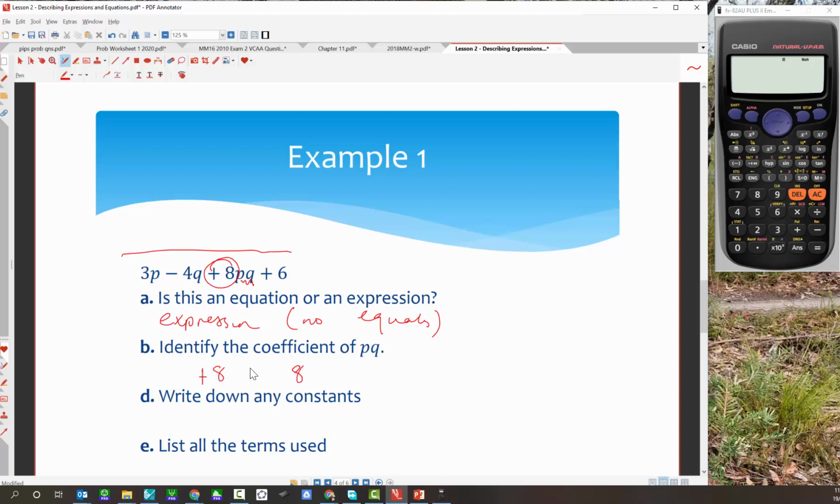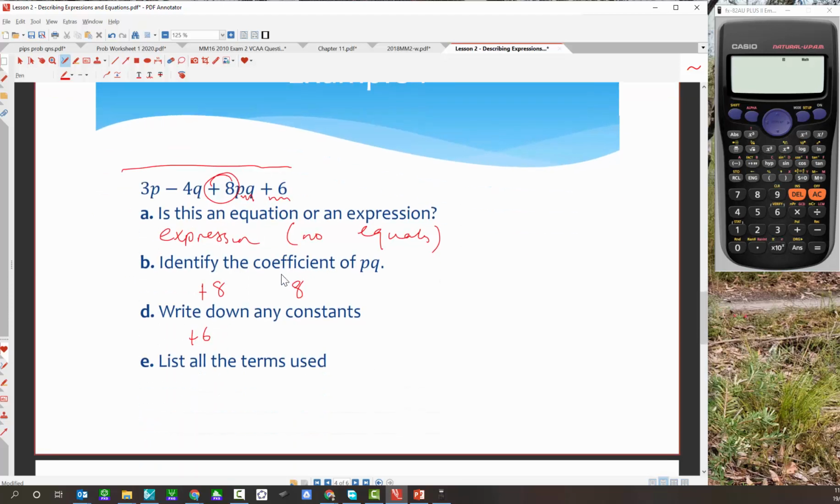You can just write 8, okay, but I want you to get in the habit of looking for the sign of the coefficient. Write down any constants. So the only value hanging around by itself is this one here, which is positive 6. Now all the terms used, so there are 4 terms in this expression. One of the terms is 3p. We could also write that as positive 3p.